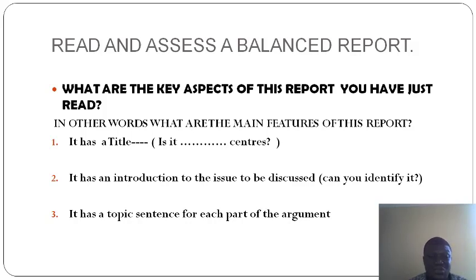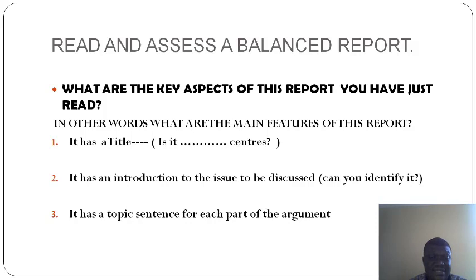And then number two, it has an introduction to the issue to be discussed. Can you identify the introduction to the issues to be discussed? What does it say? Where is the introduction? If you read up there, it says that air pollution is a serious issue and it affects us all directly. Action may be needed to reduce the air pollution created by the traffic on our roads. So that is the introduction. So you see that this report, one, has a title, and number two, an introduction.